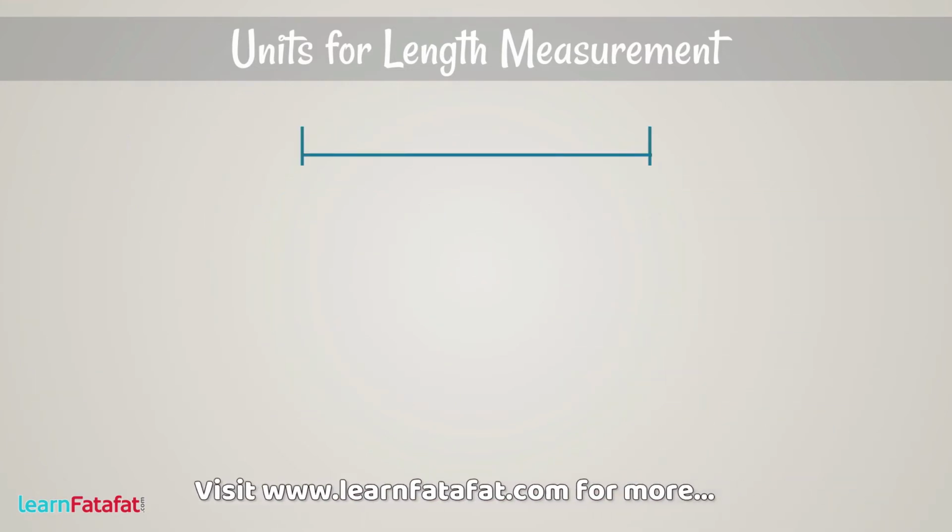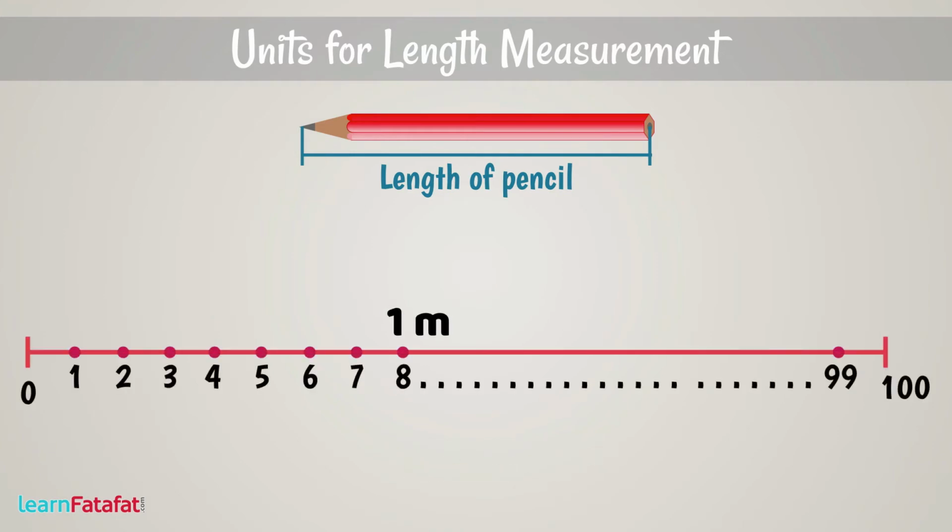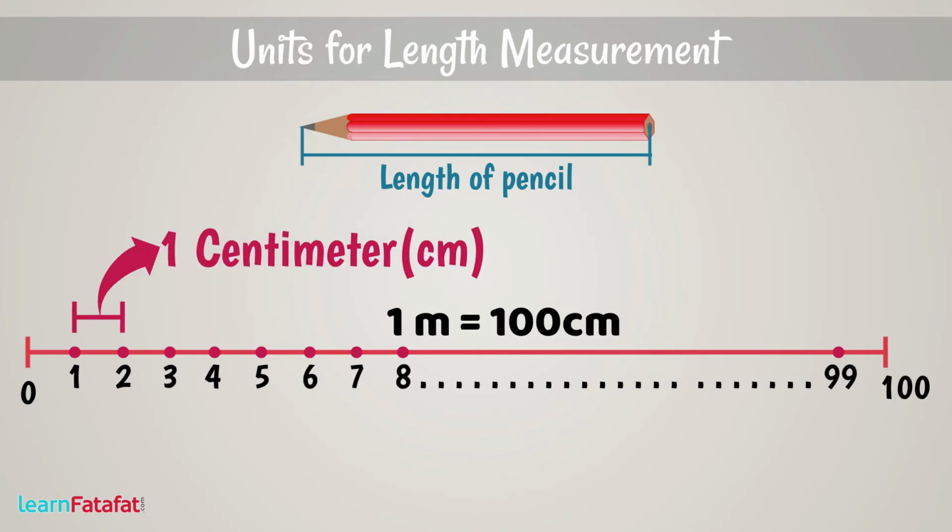For measuring distances such as length of a pencil, the kilometer or the meter will be too large units. We need smaller unit for this purpose. So we divide a meter in 100 parts and call each part as a centimeter.